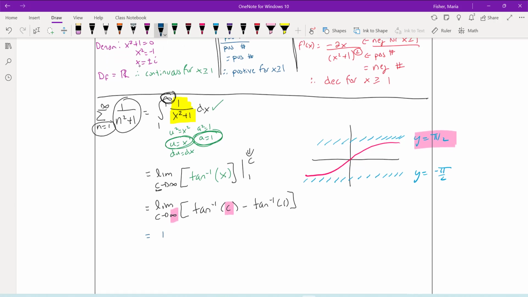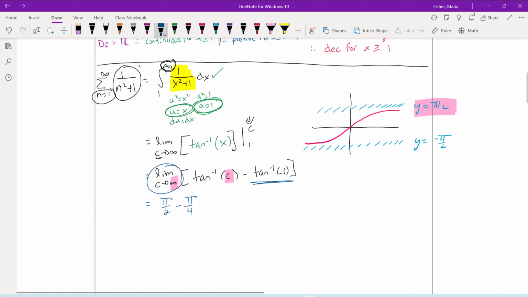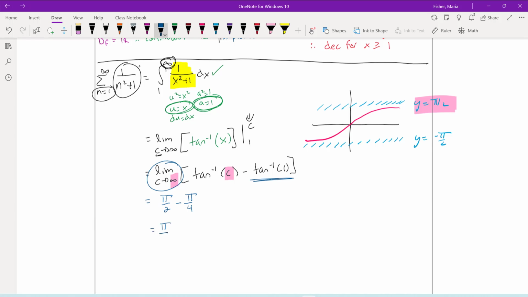So this is equal to pi over 2 minus, well, the limit as c goes to infinity of the inverse tangent of 1 would just be the inverse tangent of 1 because it's a constant. But what is the inverse tangent of 1? At what angle do I get 1 for tangent? Well, that's at pi over 4. Now we finish it off. Pi over 2 minus pi over 4 is equal to pi over 4. So my improper integral gave me pi over 4.